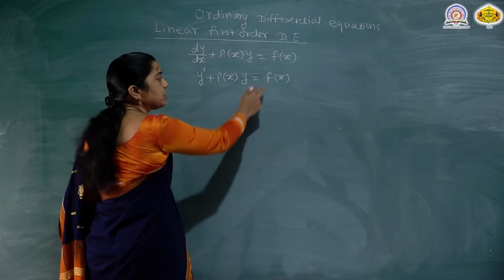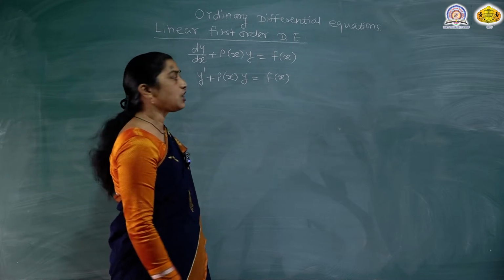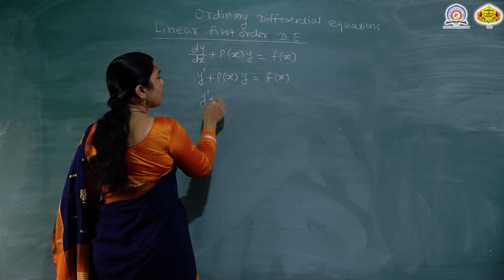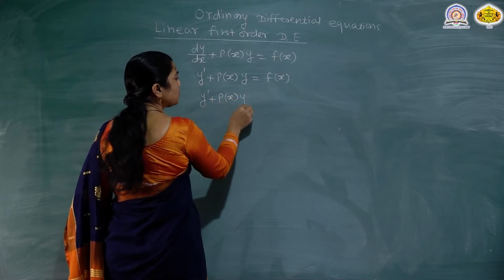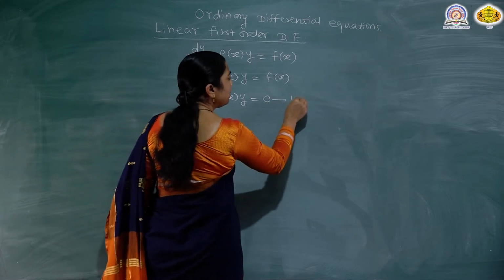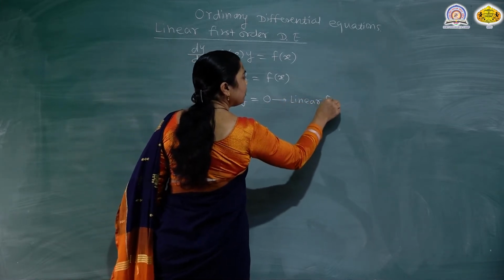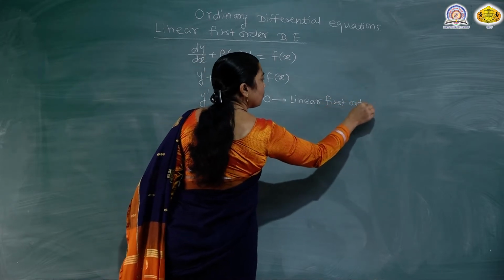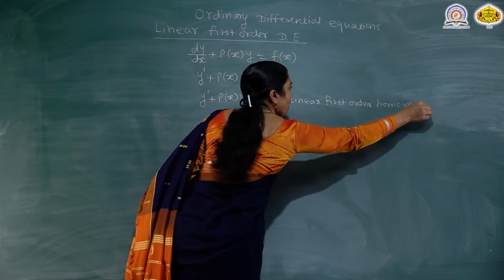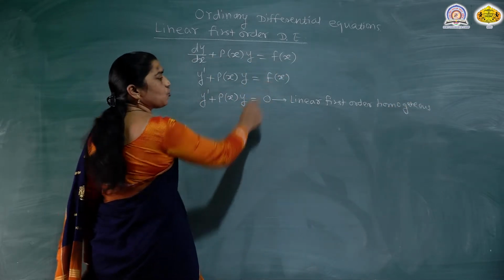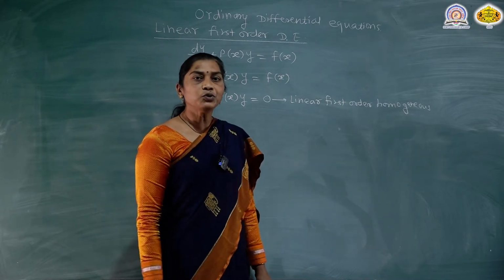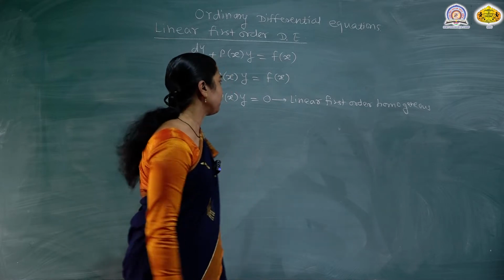This equation is said to be homogeneous if f(x) equals 0. That is, an equation of the form y dash plus p(x)y equal to 0 is known as a linear first order homogeneous differential equation. If f(x) is not equal to 0, then that equation is known as a non-homogeneous differential equation.